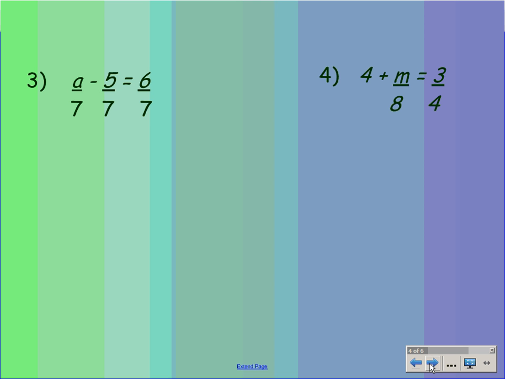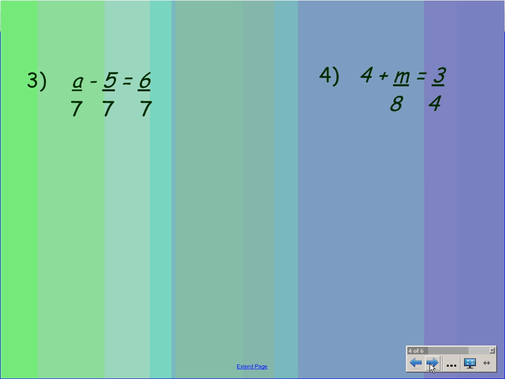Moving on to number 3. Now this is where things are going to change up for you just a little bit. You can see that there is a fraction in this problem, and let me make sure that you understand that you could do this problem by just adding 5/7 to both sides of the equation.